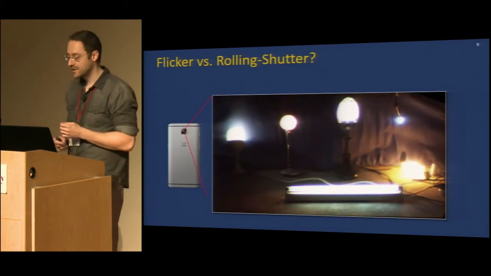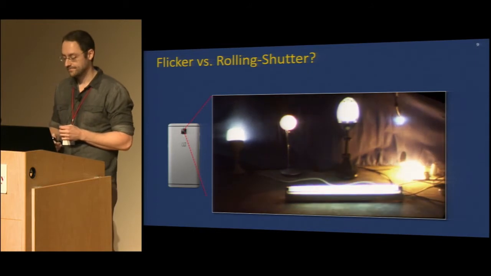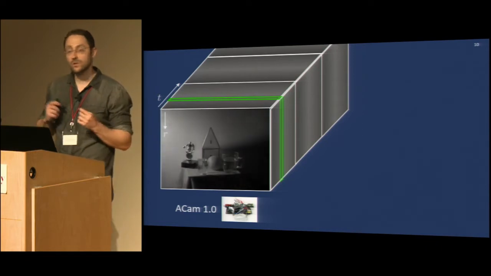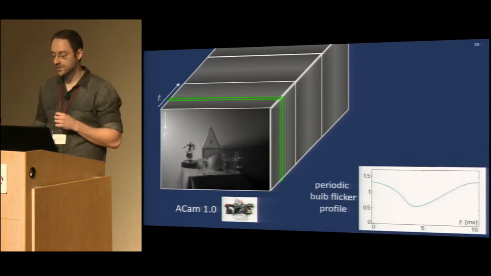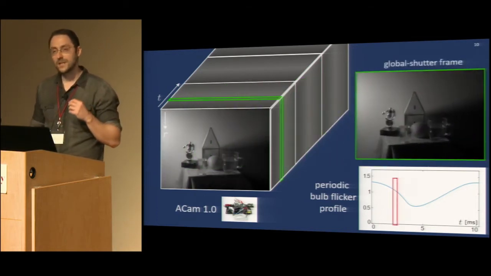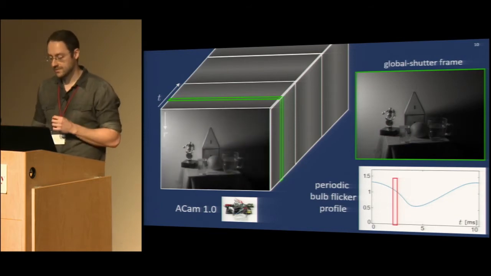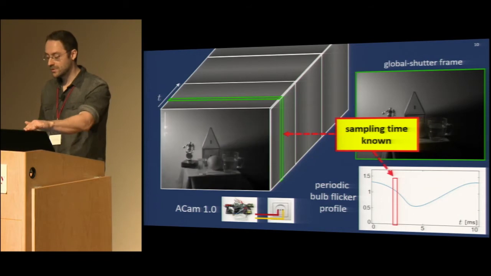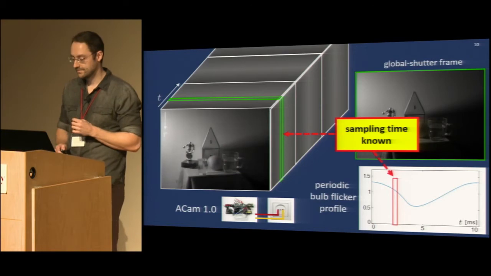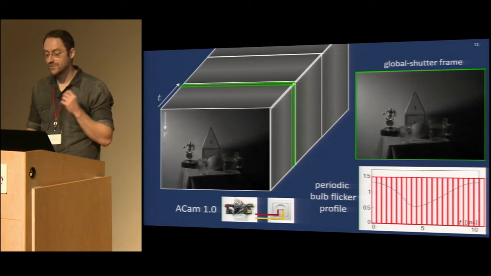So what happens if we try to take rolling shutter images of scenes illuminated by flickering lights? But right before that, let's recall how we captured flicker using the old A-cam. So let's look at a plot showing a periodic flicker for one bulb. So in the old A-cam, each frame sampled the scene at some known time within the flicker cycle. The sampling times were known because the old A-cam was synchronized to the AC grid through a power outlet. To get the flicker sequence, we simply captured frames that uniformly span the flicker cycle.